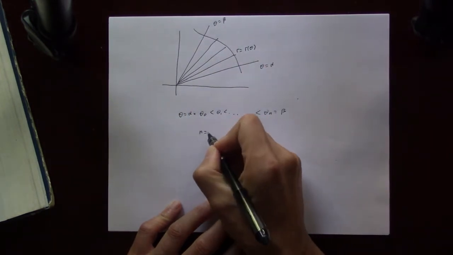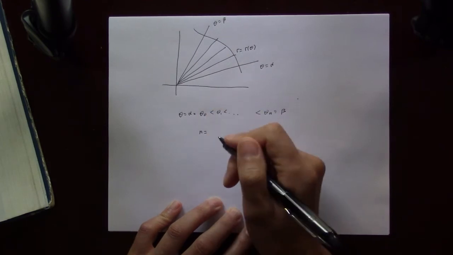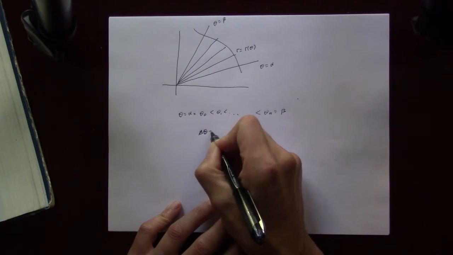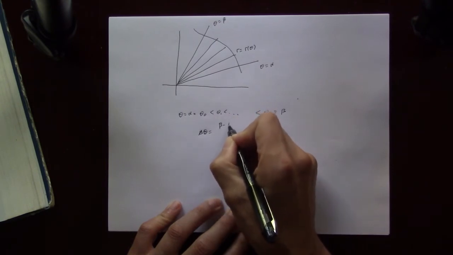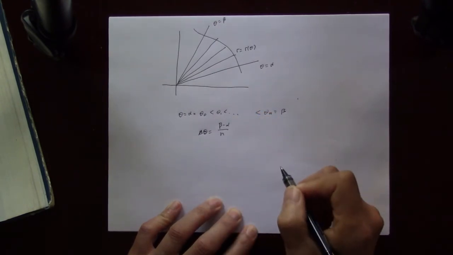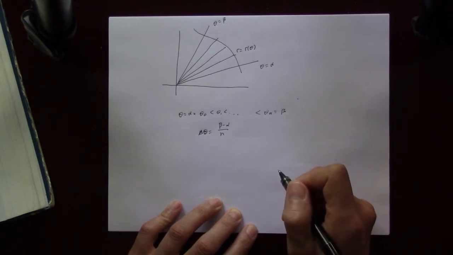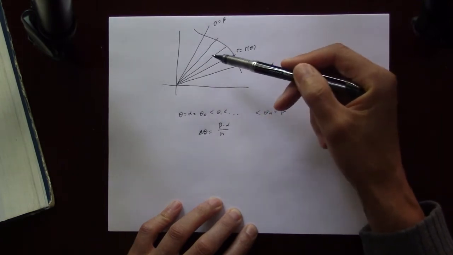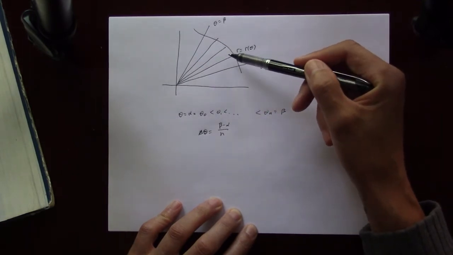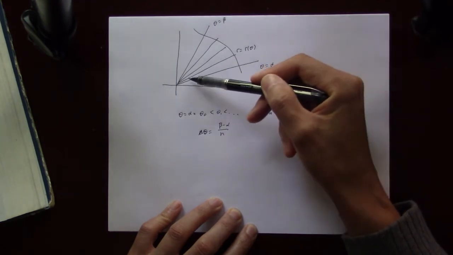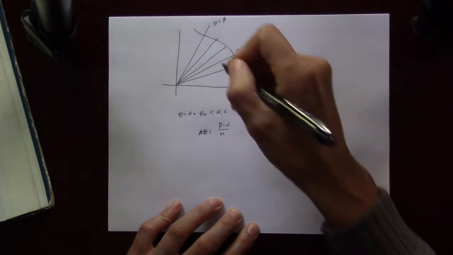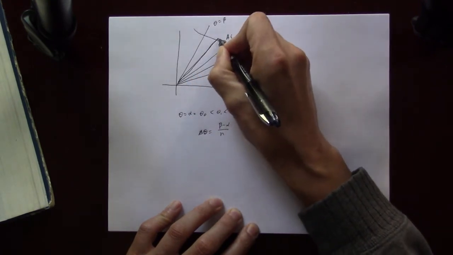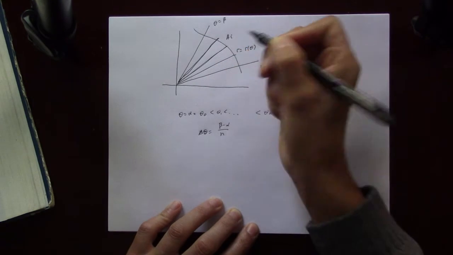The measure of each sub-angle is going to be delta theta. Delta theta is going to be beta minus alpha divided by n. Now, if we want to find the area of the whole thing, we approximate it by approximating the area of small sub-regions. So we'll look at, let's say, A i here, this piece. Now let me concentrate on this piece.